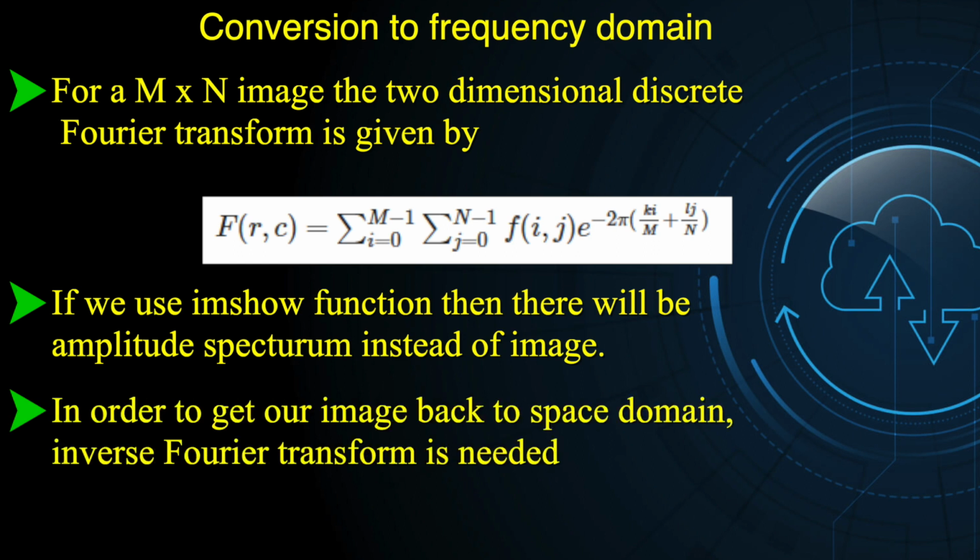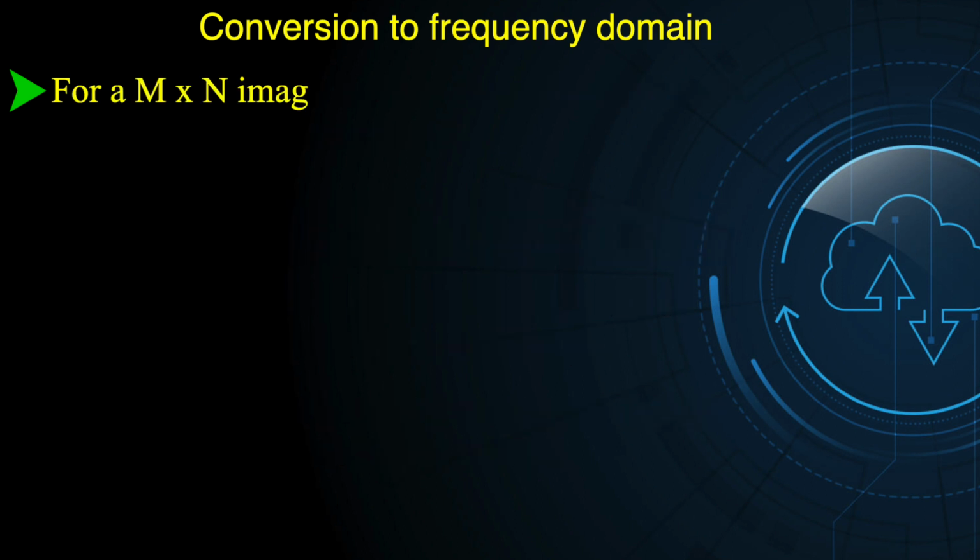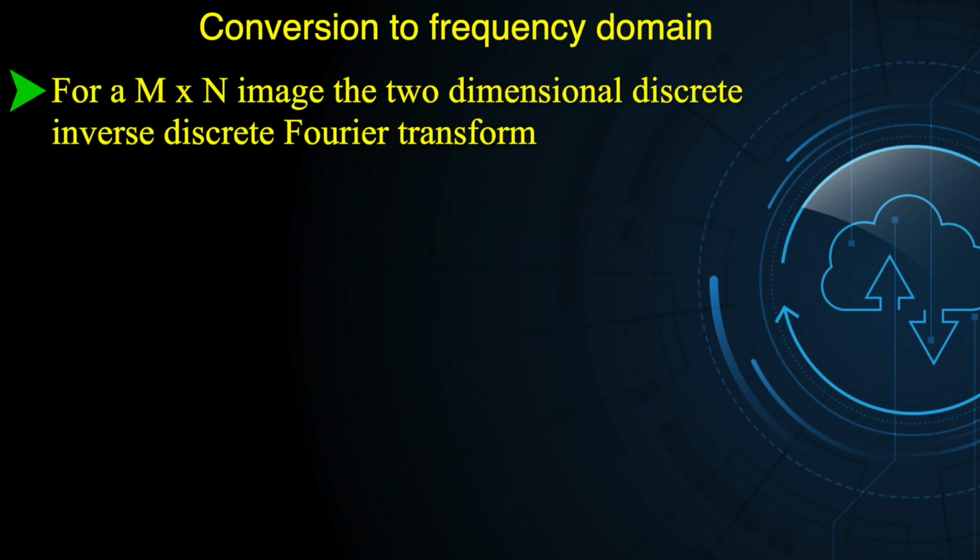In order to get our image back in the spatial domain, what do we have to do? Inverse Fourier transform, naturally. The inverse Fourier transform is also available. So, what is the equation for the inverse Fourier transform? If I have an image of size m cross n, meaning m number of rows and n number of columns.